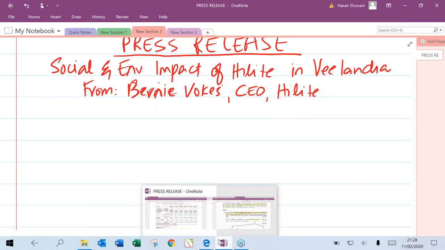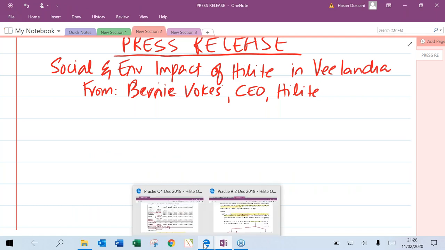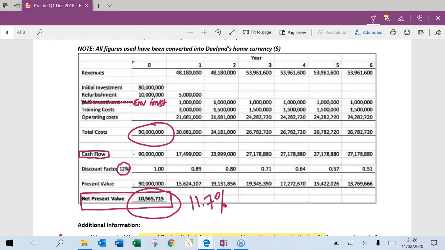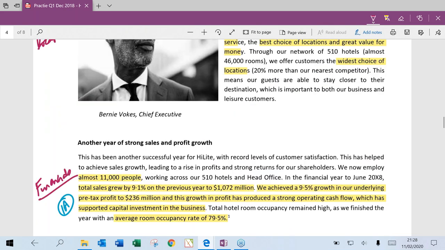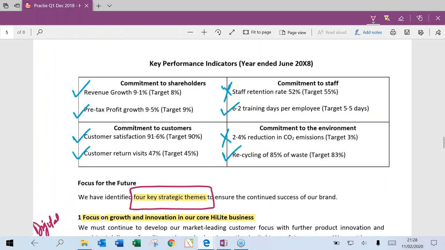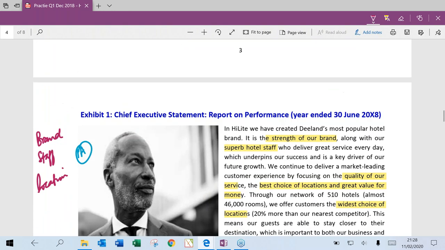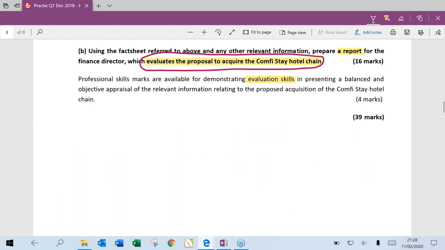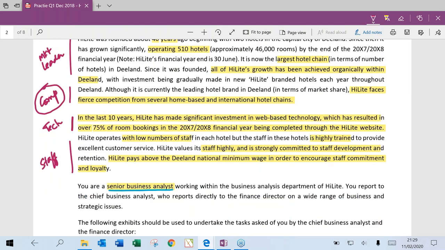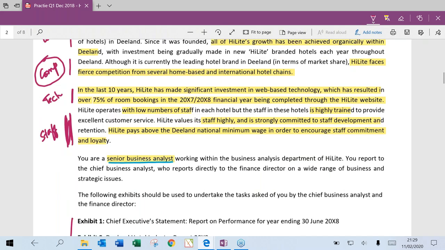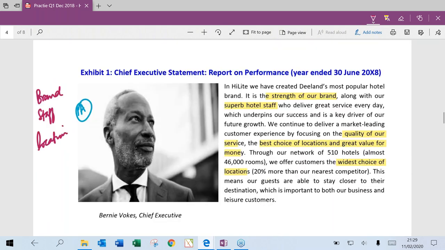I recall, I read all these nice things, you know, we focus a lot on staffing and focus on environment. I read somewhere. Compare staff. This one: highlight values its staff highly and is strongly committed to staff development and retention. Highlight pays above the line. Okay, we can use this information. And there was something about environment, brand, staff here as well.